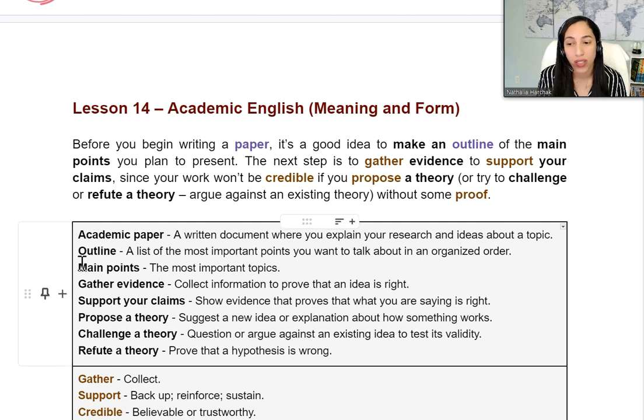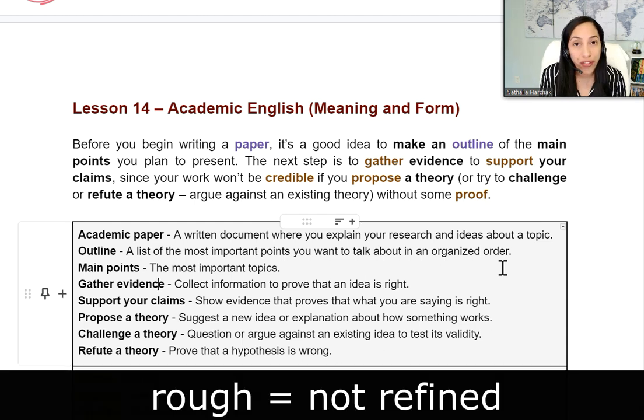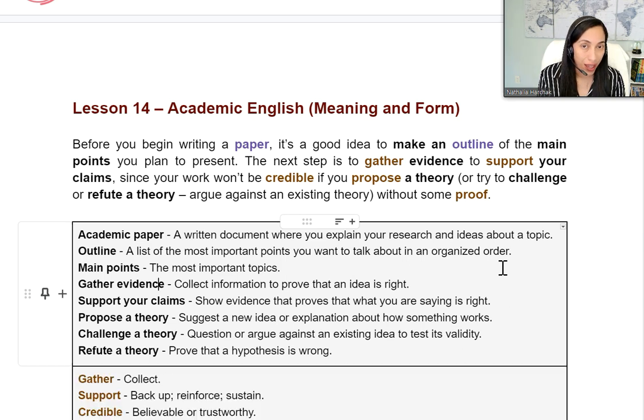And then I wrote an outline. So basically an outline was a list of the most important points I wanted to talk about, and those points were organized in a logical order before I started writing my first draft. Okay, a draft is basically a rough copy of what you want to talk about. It's not the final version, it's the first version, maybe the second, third version, but it's not the final version, okay? And rough means not refined, okay? It's not a refined text.